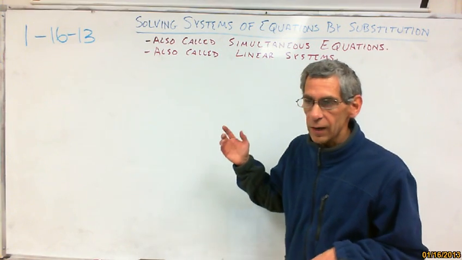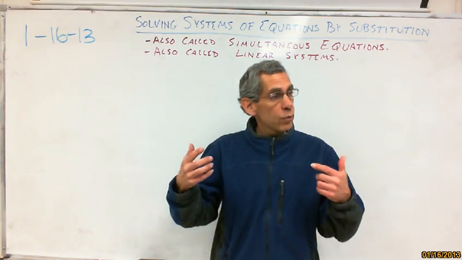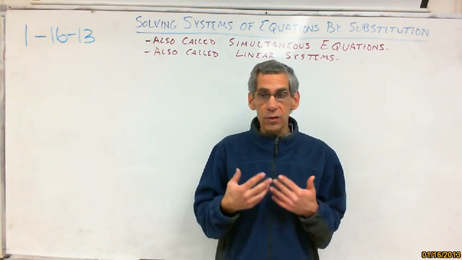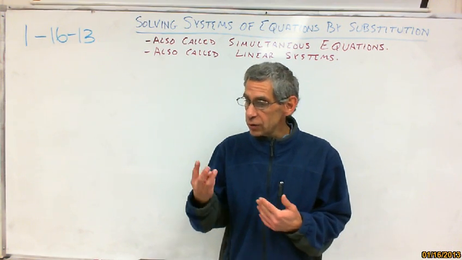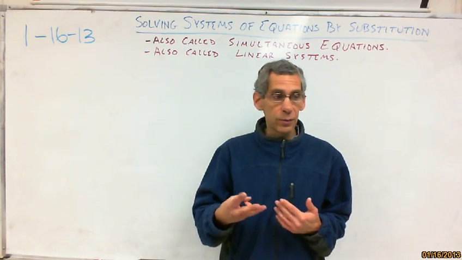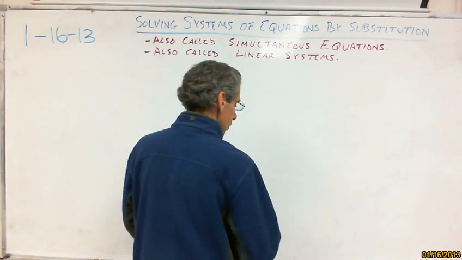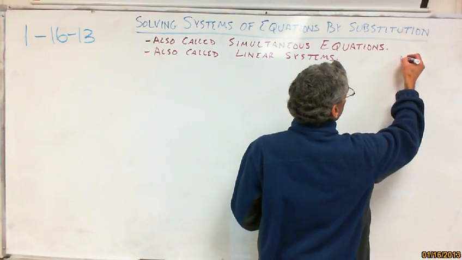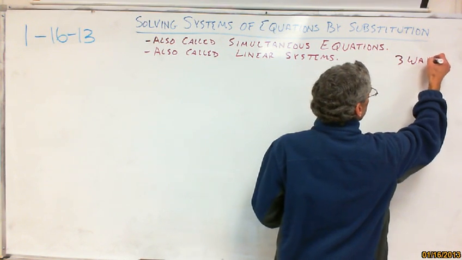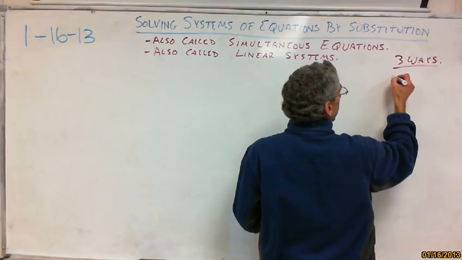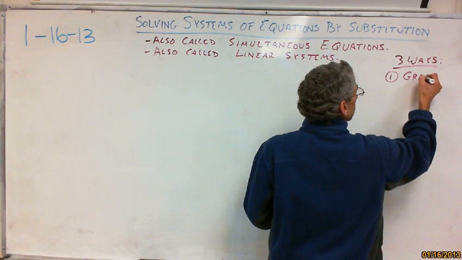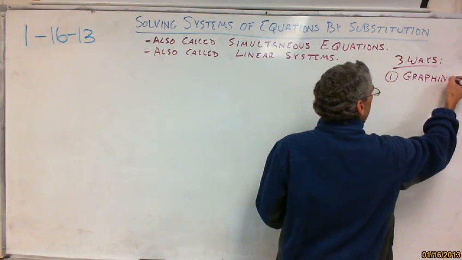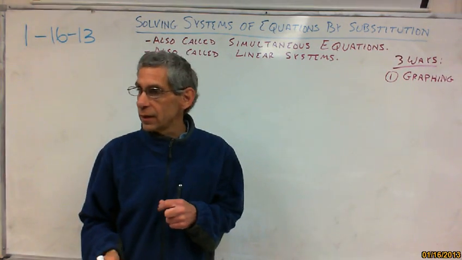So we're going to be talking about solving systems of equations. Remember last Friday we talked about this briefly, and I told you there were 3 ways to solve systems of equations, right? 3 ways. We said the first one was by graphing, and you guys already know how to do that, right? We just did that on the quiz today.